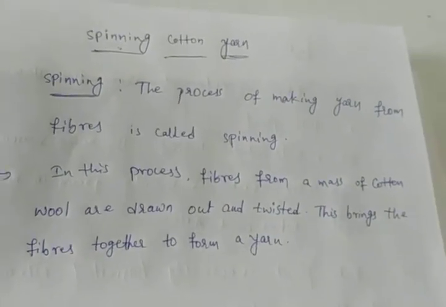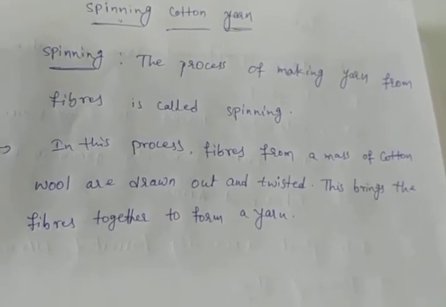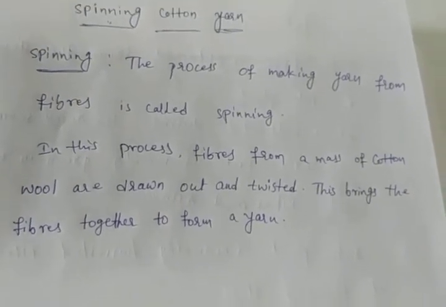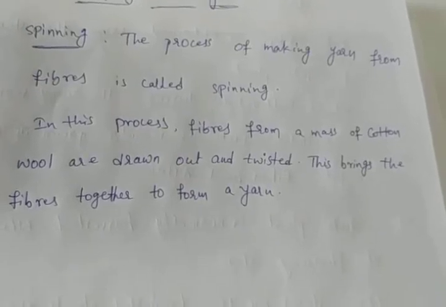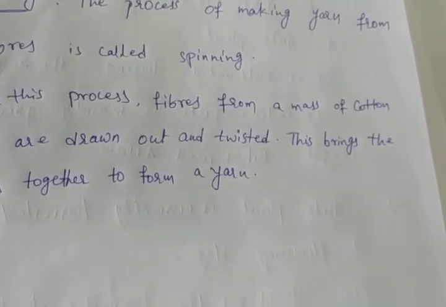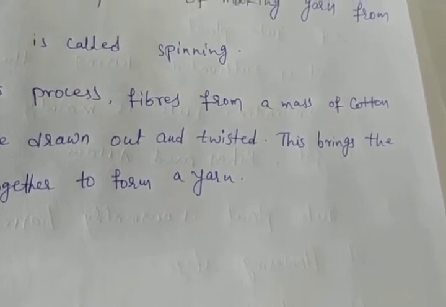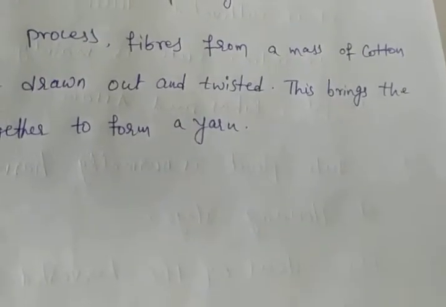So what is spinning? The process of making yarn from fibers is called spinning. In this process, fibers from a mass of cotton wool are drawn out and twisted. This brings the fibers together to form a yarn. A simple device used for spinning is a hand spindle. This is also called takli. I will send the picture also.